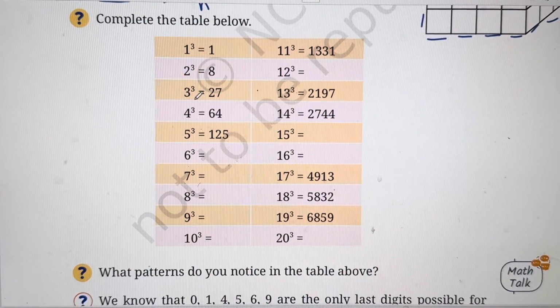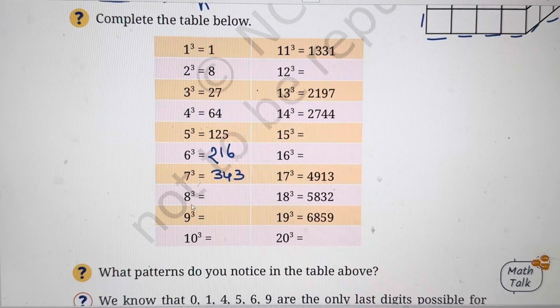Complete the table below. Here some cubes are given and some we need to fill in and complete. So 1 cube is 1, 2 cube is 8, 3 cube is 27, 4 cube is 64, 5 cube is 125. This we already did. Okay. 6 cube will be 216. 7 cube is 343. 8 cube is 512. 9 cube is 729.